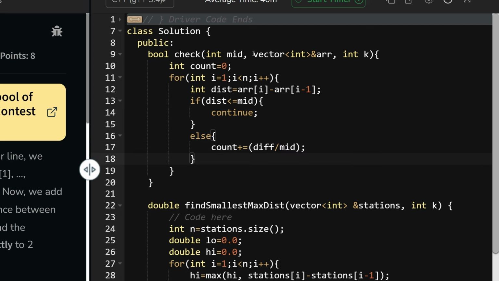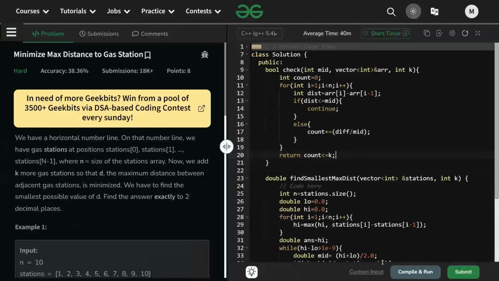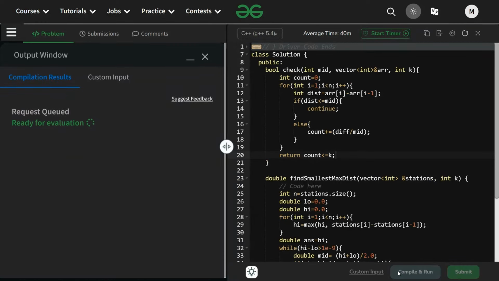This will actually add the number of stations that need to be inserted to minimize the difference up till the mid value. Now I will just return count less than or equal to k, right? So this is my whole code. Hope it will work. Let us try to compile and run it.